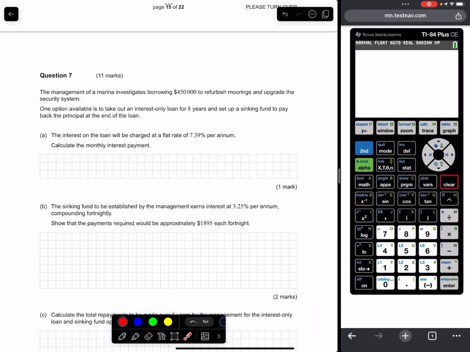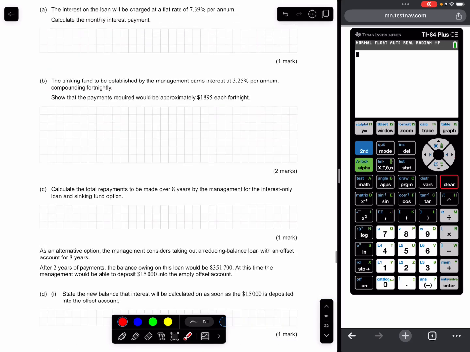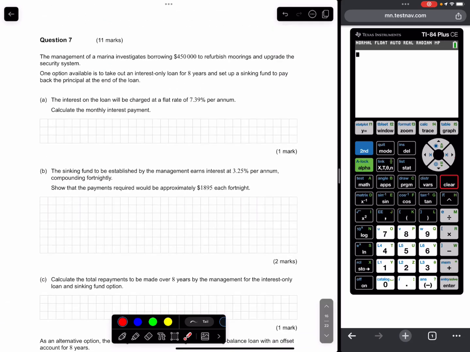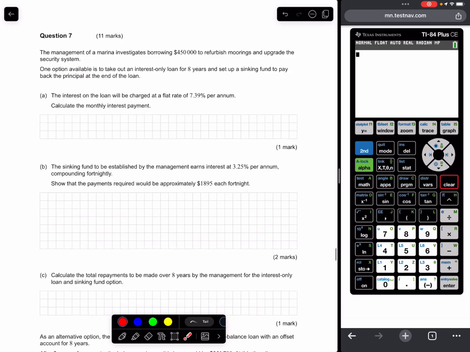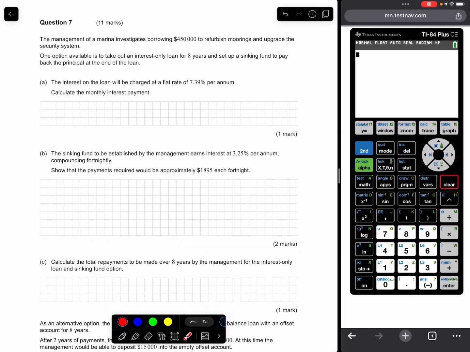Question 7. Management of a marina investigates borrowing 450,000 to refurbish moorings and upgrade the security system. One option available is to take out an interest-only loan for 8 years, set up a sinking fund. 450 grand, interest-only loan, 8 years, flat rate of 7.39.